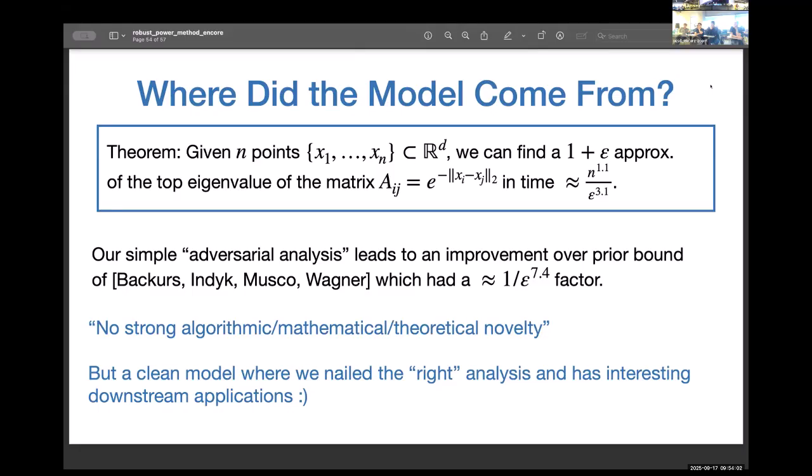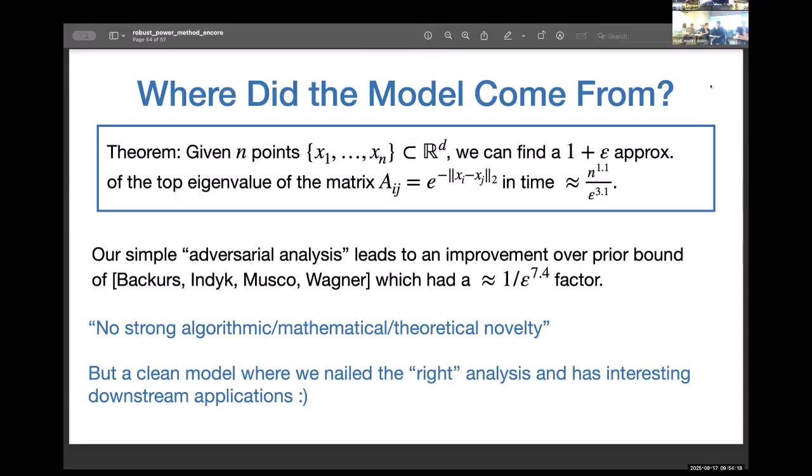Even though I shaved off a square root of epsilon in the analysis, it builds up more and more. Okay. Yeah. I thought it was funny, one comment said, yeah, actually, that's true, I agree, there's no strong algorithmic, mathematical, or theoretical novelty, but I think it's very clean. So I like that. Yeah.